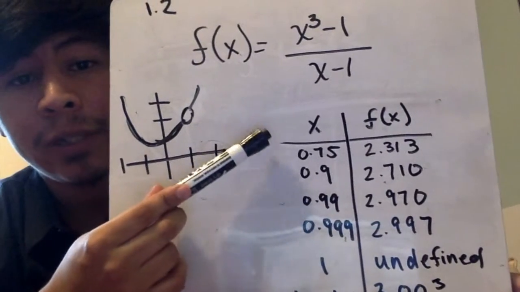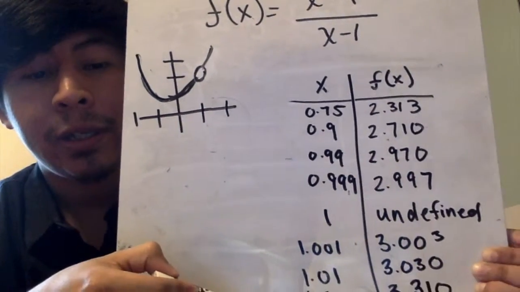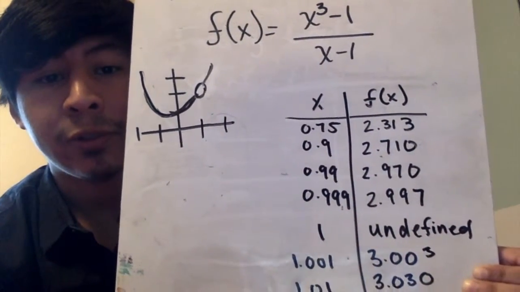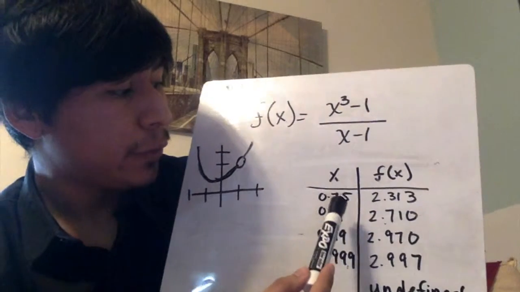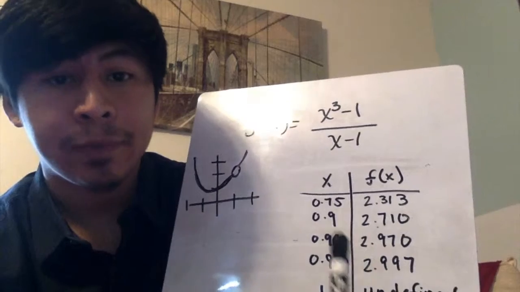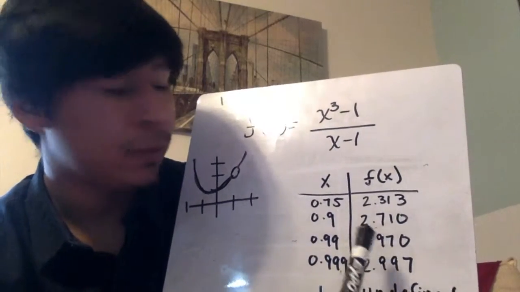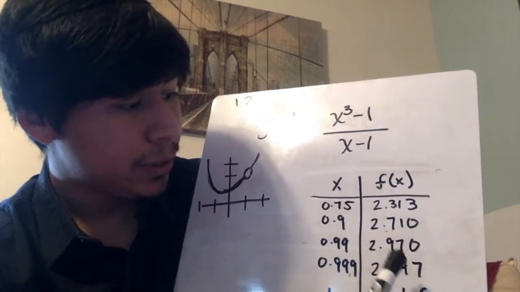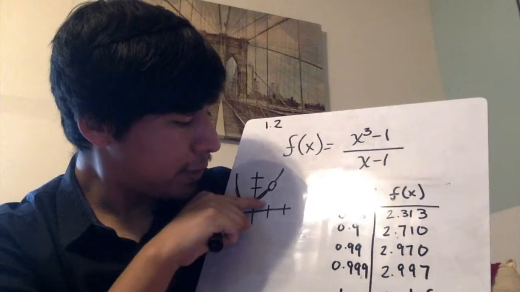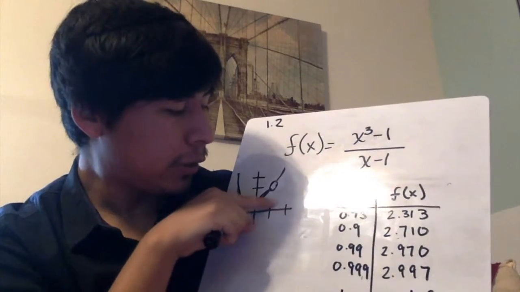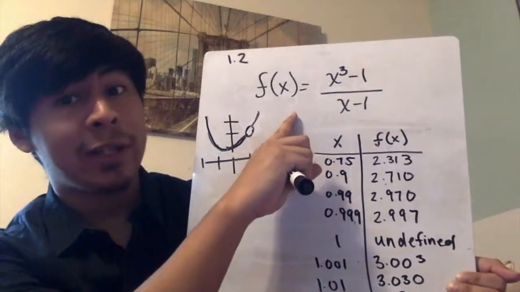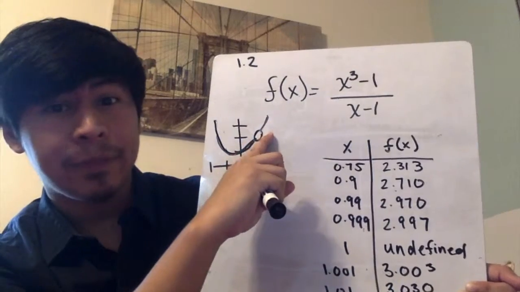So if we plot these numbers here, our x into our f of x, we will see that it starts to get closer and closer to some y value. So we have here, for some x values, 0.75, and we get the value of 2.313, and 0.9, and we get the value of 2.710, and so on and so on. So we're approaching it from underneath, which would be from this side right here, our left-hand side. We're also coming down from the top, or the right-hand side, approaching that hole.